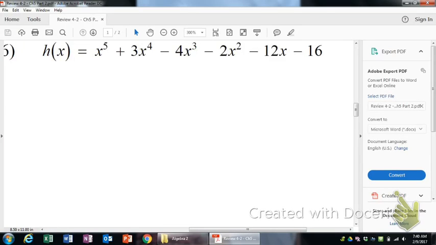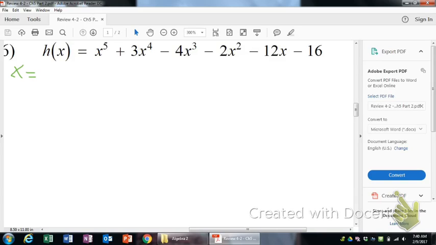All right, here's number 6. So now I have x to the 5th, meaning I'm going to end up with 5 solutions. I notice that I can't factor this because there's too many terms. So what I'm going to do is put this equation into y equals, go to my table by hitting second graph, and looking for when y equals 0.